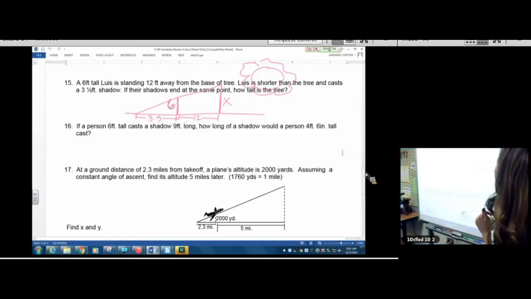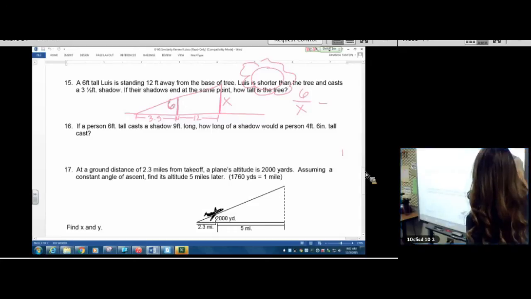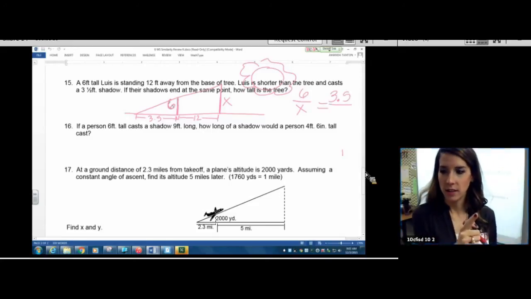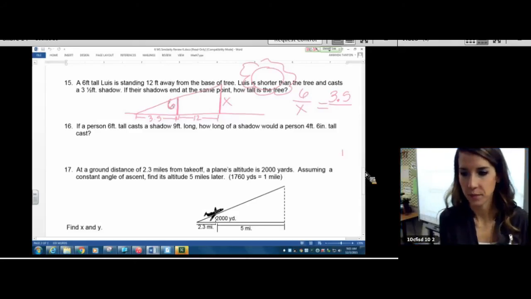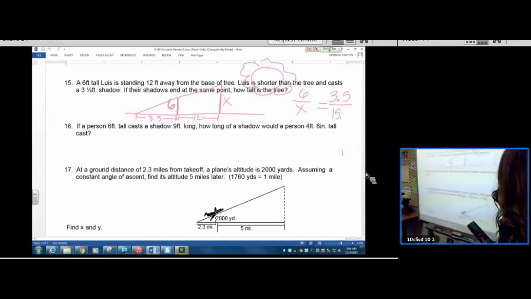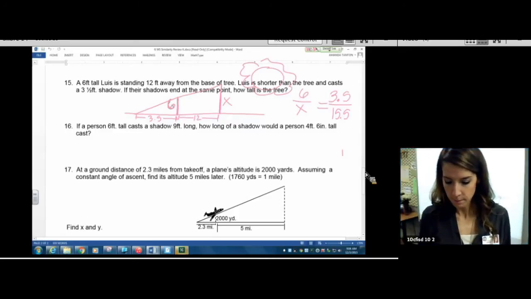No, just kidding. All right, so I could say 6 is to x as 3.5 is to, here's the zinger, don't say 12. Good, you add them together. 15.5. Very important that you get that denominator correct.